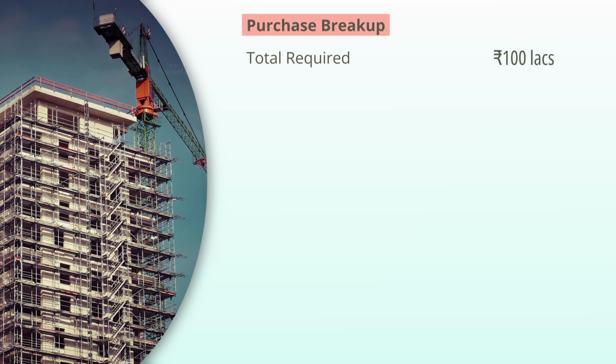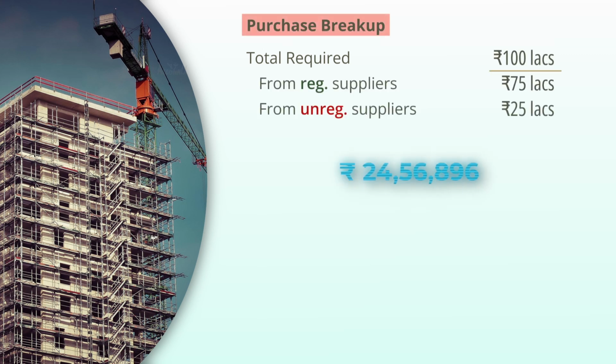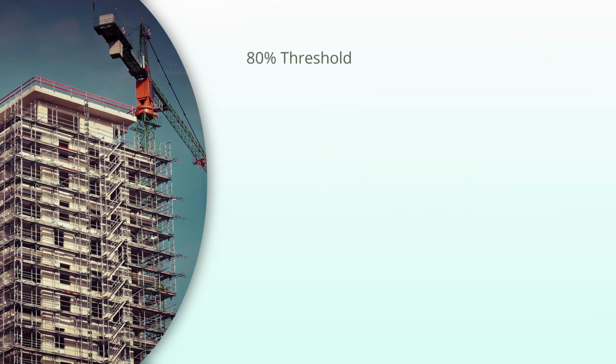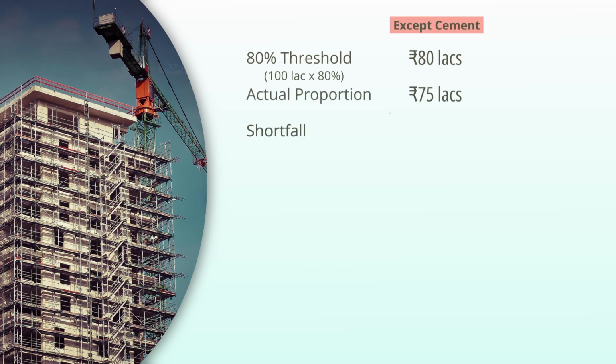For a particular project, let's say total inputs and input services needed is 100 lakh. Procured from registered suppliers, 75 lakh. Procured from unregistered suppliers, excluding cement, 20 lakh. And cement is also procured from an unregistered supplier, 5 lakh. Now the required procurement from registered suppliers is 80% of 100 lakh, that is 80 lakh. Actual procurement, 75 lakh. So the shortfall here is 5 lakh. GST on this shortfall at 18% is 90k.